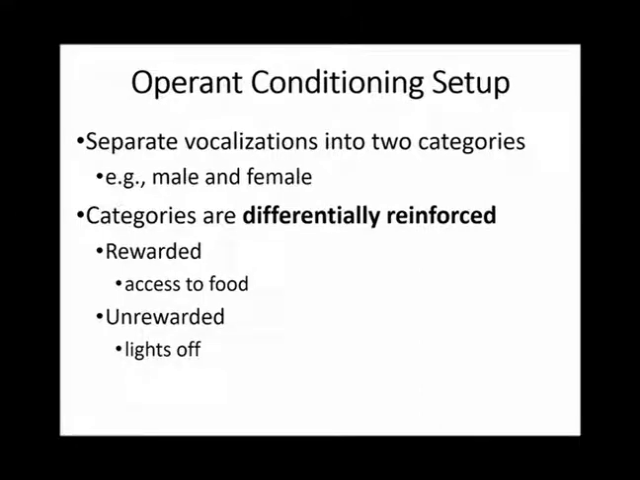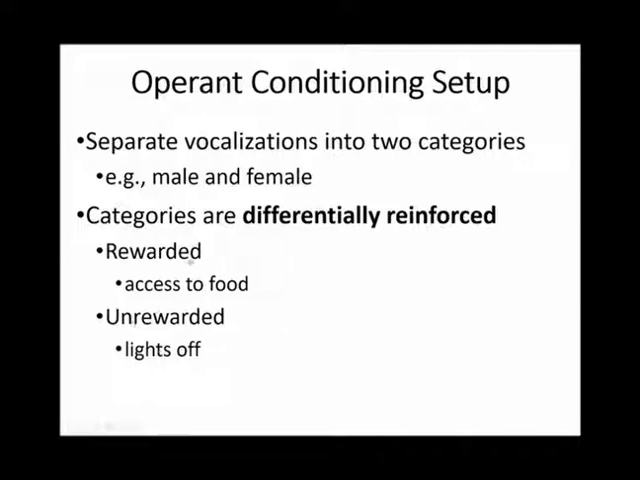And all that means is that one category would be rewarded. They would get access to food. They'd get that positive reinforcement. Our other category is going to be unrewarded. In this case, we turn the lights out so they don't get food, and we give them a signal that says that you didn't do the right thing.